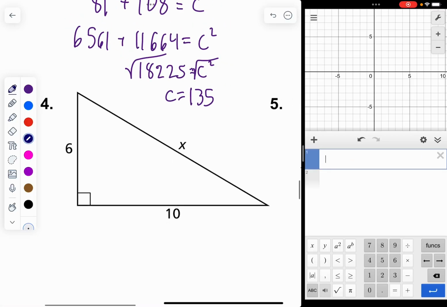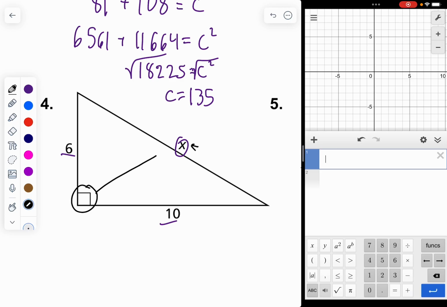Go ahead and pause number 4 for a second. See if you can do this one. All right, so let's see if you got it right. Here's 6, here's 10, there's my x. I'm going to use a different color. I'll just stick with black right over here.